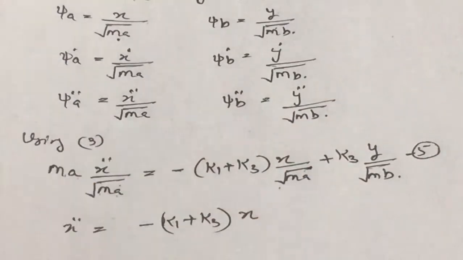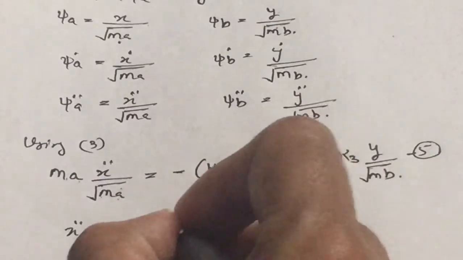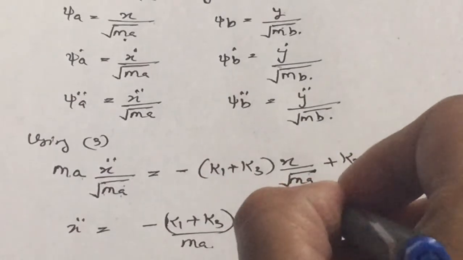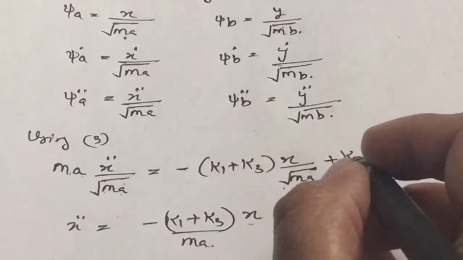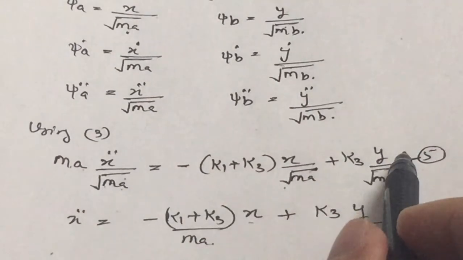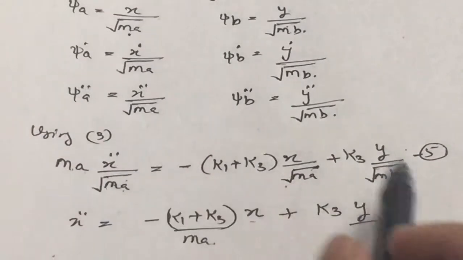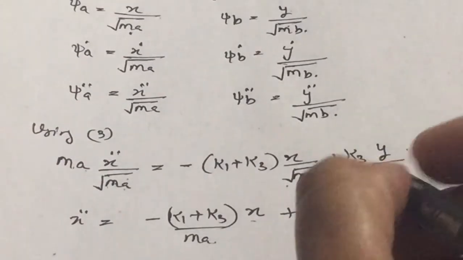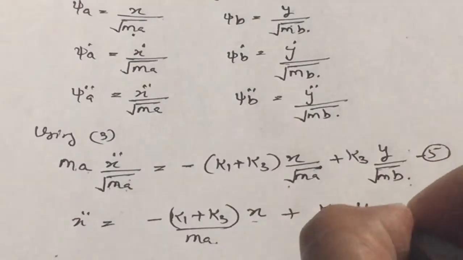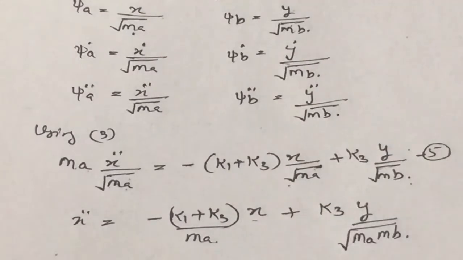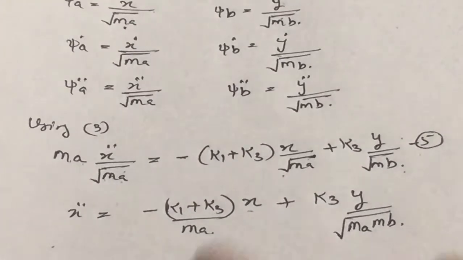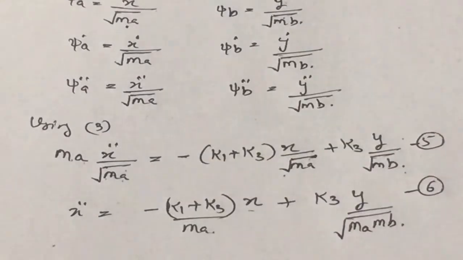and under root ma is cancelled by this, and we will get factor ma in the denominator of the first term, plus k3, and here y divided by under root mb we get in the numerator, and ma in the denominator, and on simplifying all these terms, we get k3 divided by under root ma and under root mb. These are the terms which we get from equation number 5 by rearranging all the terms. Let us consider this is equation number 6.